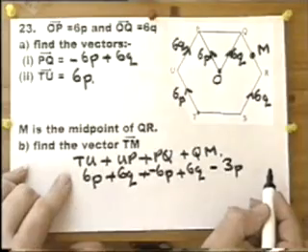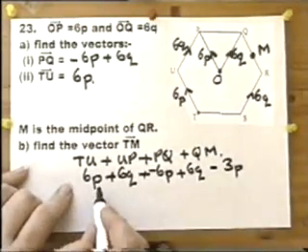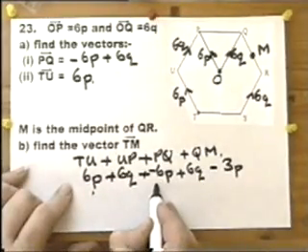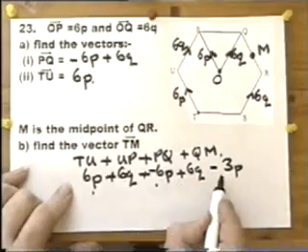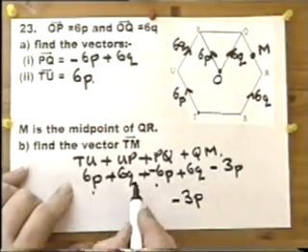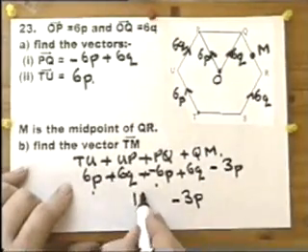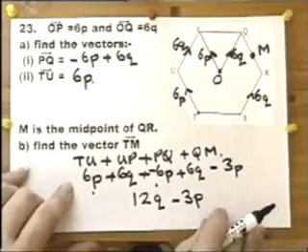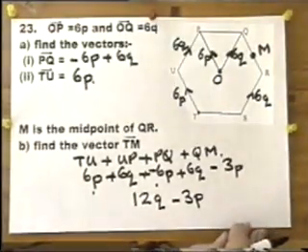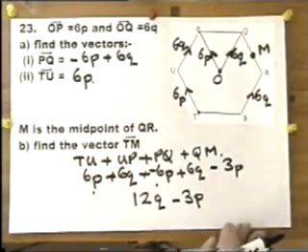Is all that okay? Right, now let's simplify. We've got plus 6p there and minus 6p there, so that cancels out, and minus 3p there, so I've got minus 3p. I've got plus 6q and plus 6q, so plus 12q altogether. You might need to listen to that again.